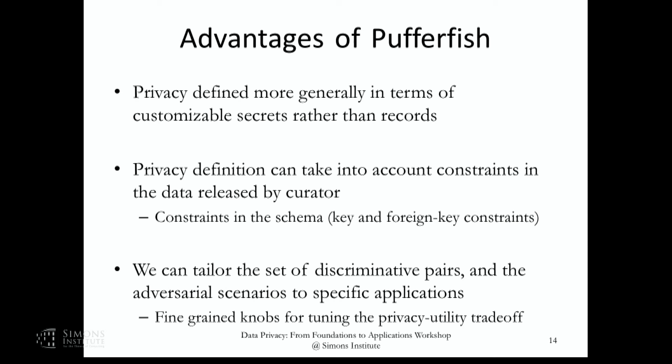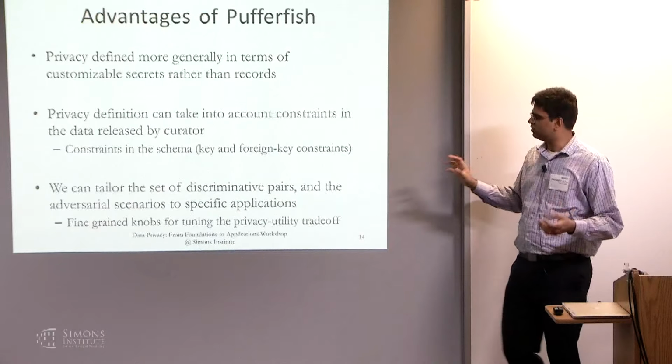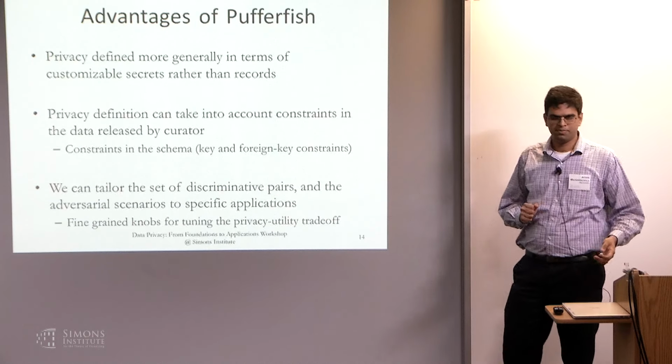And now your privacy definition can take into account things that you're releasing, like for example in a relational database you have constraints between tables. So you know, a foreign key, which means that if an employer record is removed, then all of the employees in that should be removed from the jobs table. So you can have those kinds of constraints, and we can tailor the set of discriminative secret pairs to things that we really care about, right?